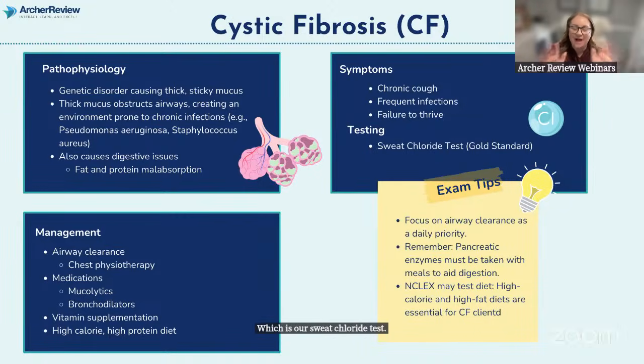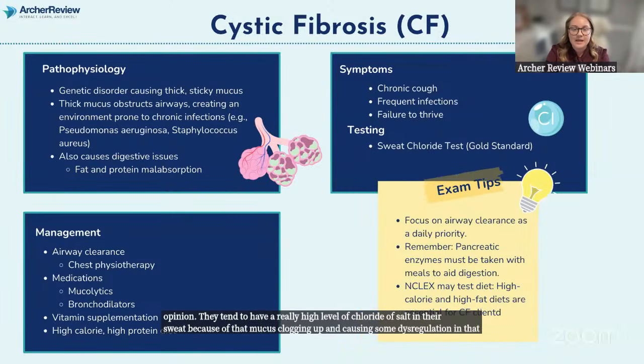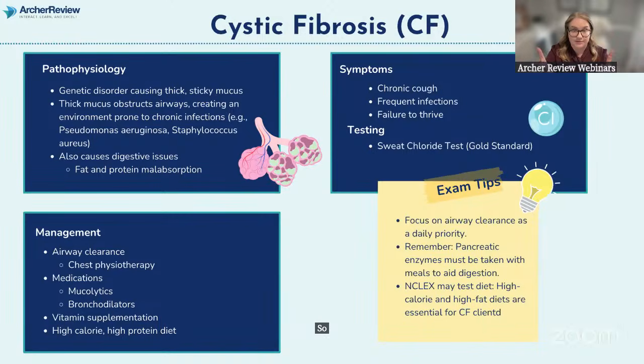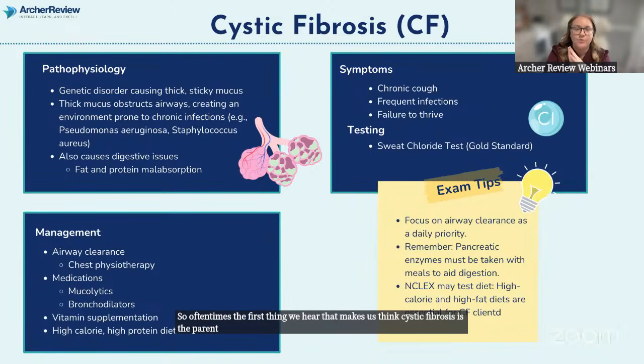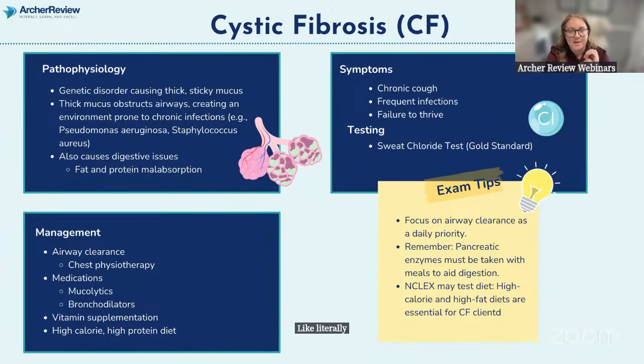This is actually very interesting in my opinion. They tend to have a really high level of chloride, of salt, in their sweat because of that mucus clogging up and causing some dysregulation in that integumentary system. So oftentimes, the first thing we hear that makes us think cystic fibrosis is the parent goes to kiss their baby on the forehead, and they're like, this baby tastes salty. Like literally, I taste salt on my baby. And we're thinking, okay, we need to do a sweat chloride test.